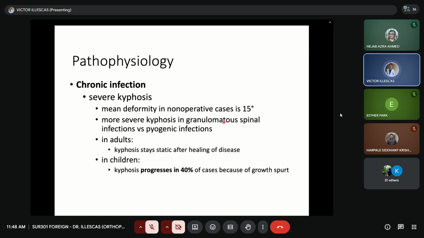But in chronic conditions wherein the TB of the spine is neglected, there will be severe kyphotic deformity, and that kyphosis will progress. In layman's terms, the kyphosis is termed hunchback. Right? You see the hunchback of Notre Dame? Yeah, that's a sample of a TB of the spine, the Pott's disease. So it's a hunchback deformity.